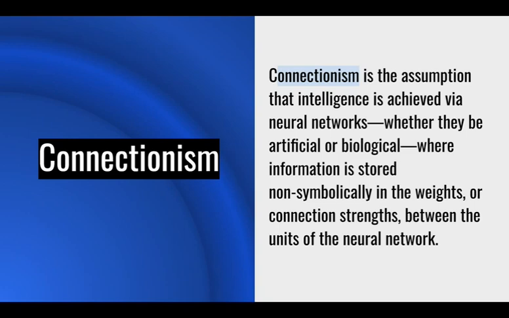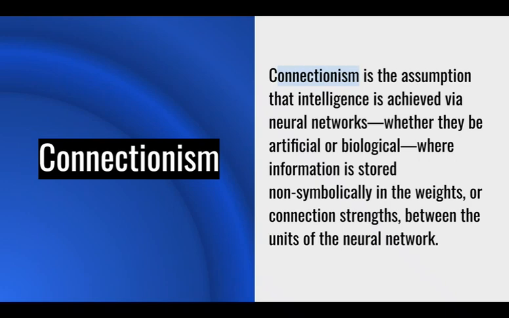Connectionism is the assumption that intelligence is achieved via neural networks, whether they be artificial or biological, where information is stored non-symbolically in the weights, or connection strengths, between the units of the neural network. I should say now that there are actually flavors of connectionism, and here I'm covering what might be called radical connectionism. But what they say is, whether it be in human brains or in artificial neural networks, it doesn't matter.